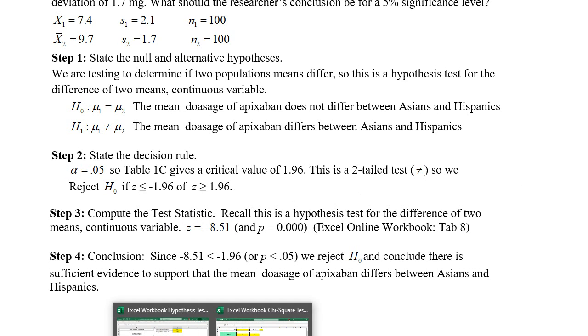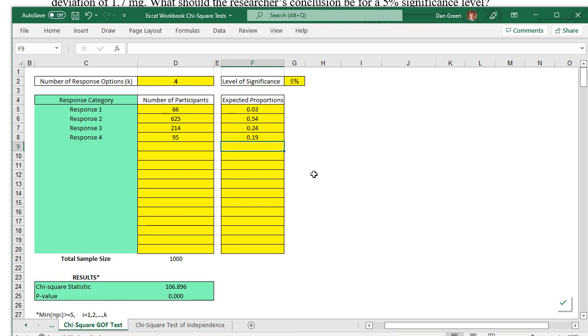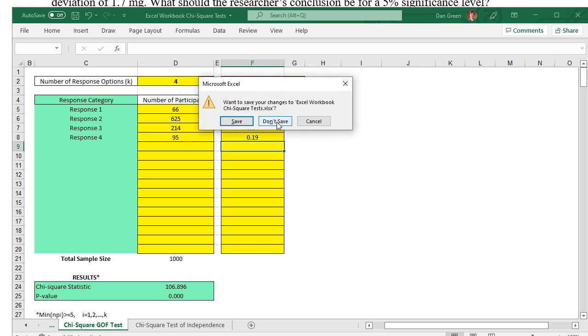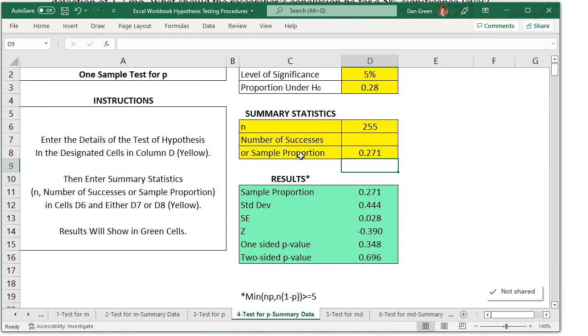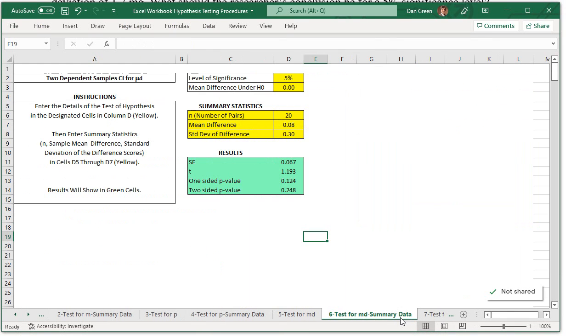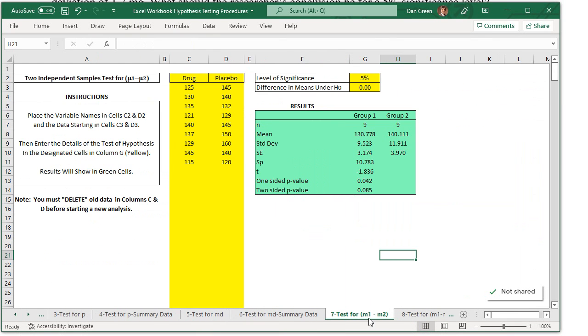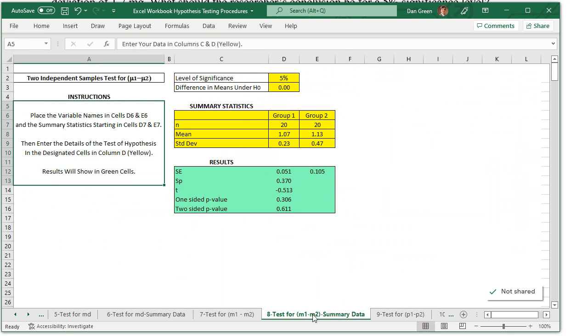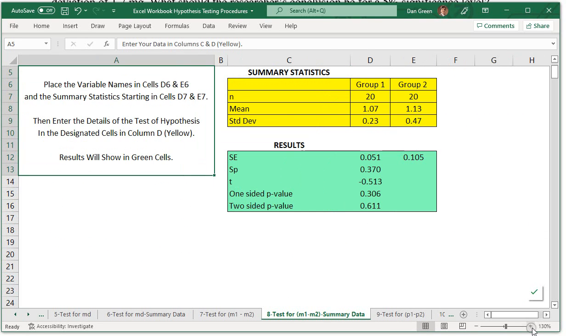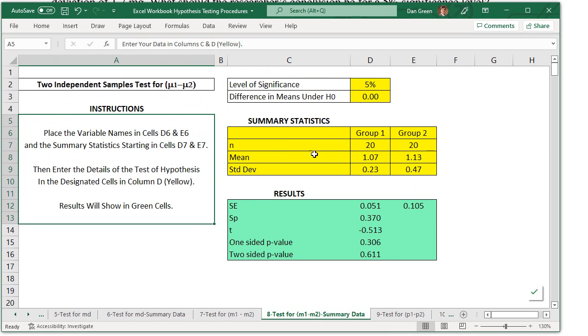So if we go back to our workbook, so let's see, I'm sorry, that one is chi-squared. So we want a difference of 2 means. So mean difference summary, mean 1 minus mean 2 from data, or mean 1 minus mean 2 summary. That's the one that we want. Let's make that a little bit bigger. So our significance level, alpha 0.05, so 5%. The difference in the means under the null hypothesis is 0 because we're testing if they're equal.